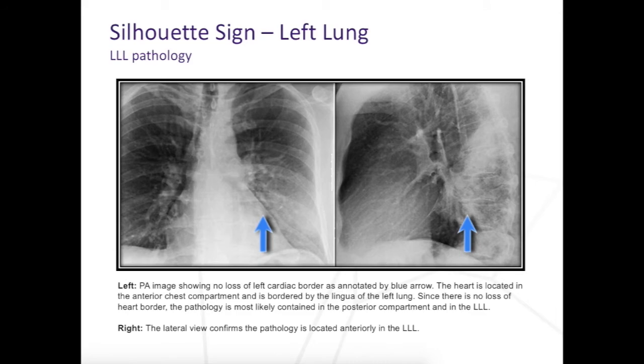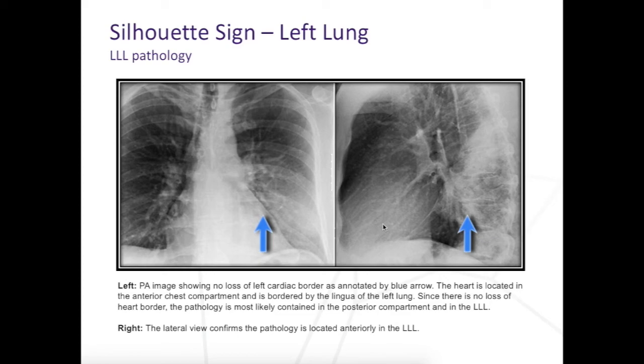Left lower lobe pathology, hopefully you can appreciate that you can still see some of the left cardiac border here. Because you can see some of the left cardiac border contrasting with this density increase, you can call it a left lower lobe collapse, because usually a left lower lobe collapse will sit at the back here and doesn't silhouette with the heart.